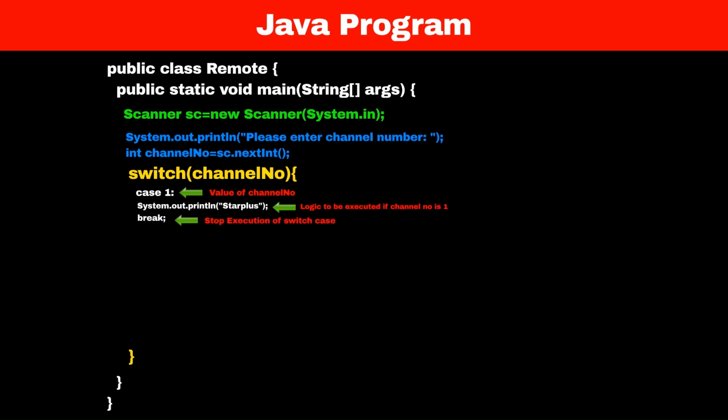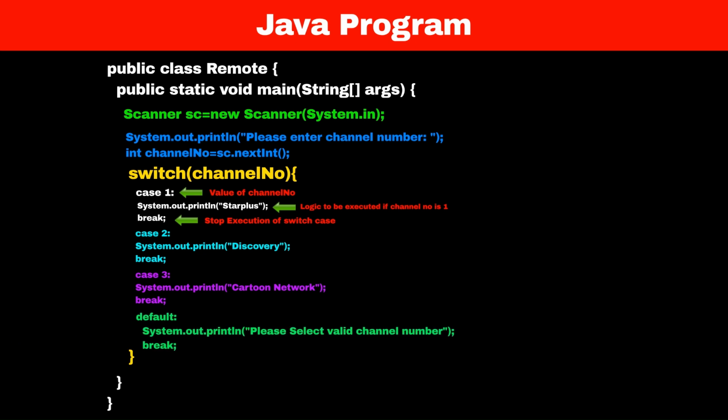Now let's write the second case with value 2, and if this case becomes true, then we will print play Discovery and after it a break statement. Similarly, for the third case with value 3, we will print play Cartoon Network and then a break statement. Now for the default case, if none of these values are true, then we will print invalid channel number. That's it. Our program for the switch case statement is ready.